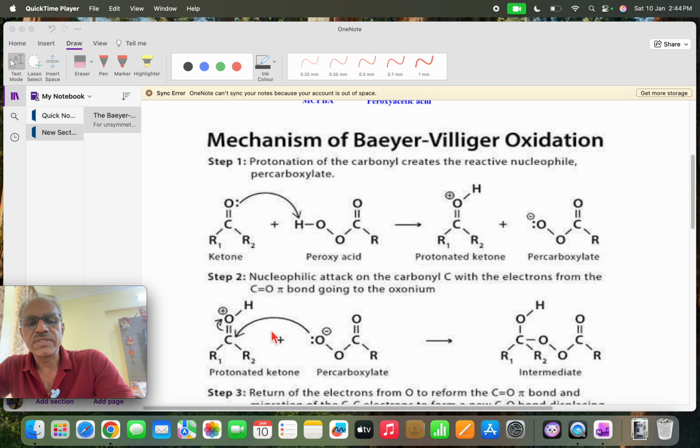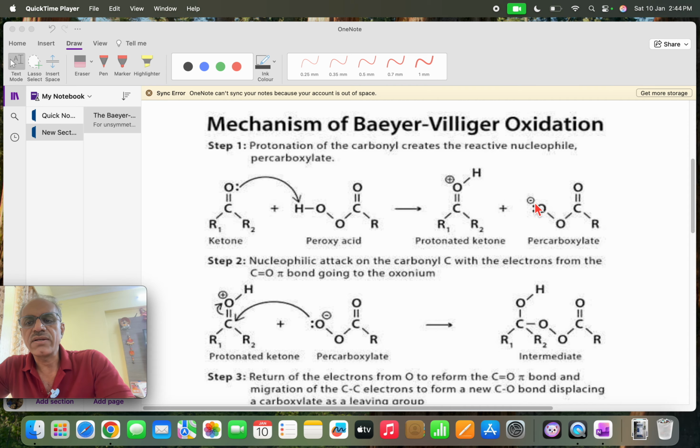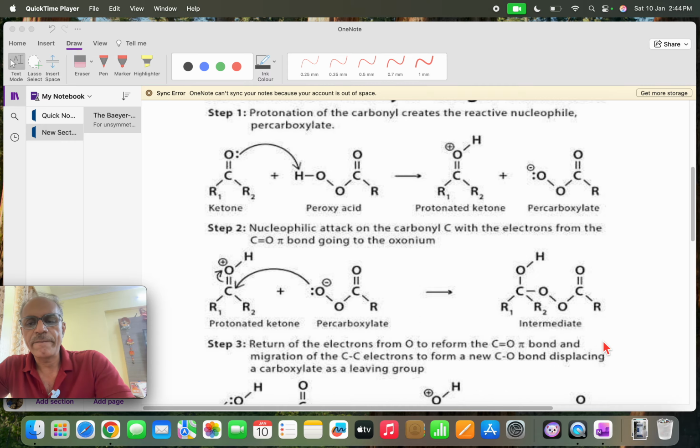Now the second step: the percarboxylate O minus attacks the electrophilic carbon, thus resulting in the breaking of the bond, and the oxygen atom accepts the lone pair of electrons, and there is a bond formation between oxygen and the carbon, which gives an intermediate.